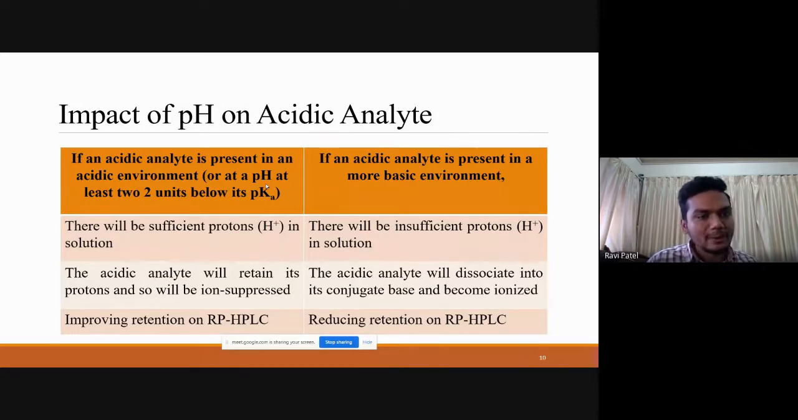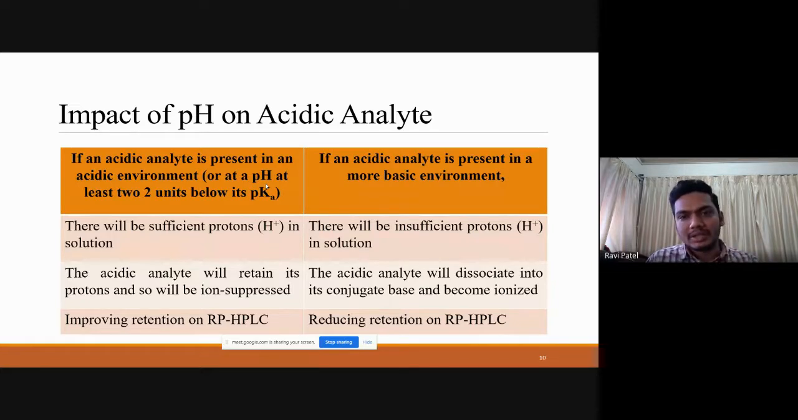Acidic compounds are ionized in a basic atmosphere, and basic compounds are ionized in an acidic atmosphere. So my drug is unionized in nature, so it will interact more with the stationary phase, meaning the column. In this way I am improving the retention on RP-HPLC, so we are getting a longer retention time, the RT of that particular compound.